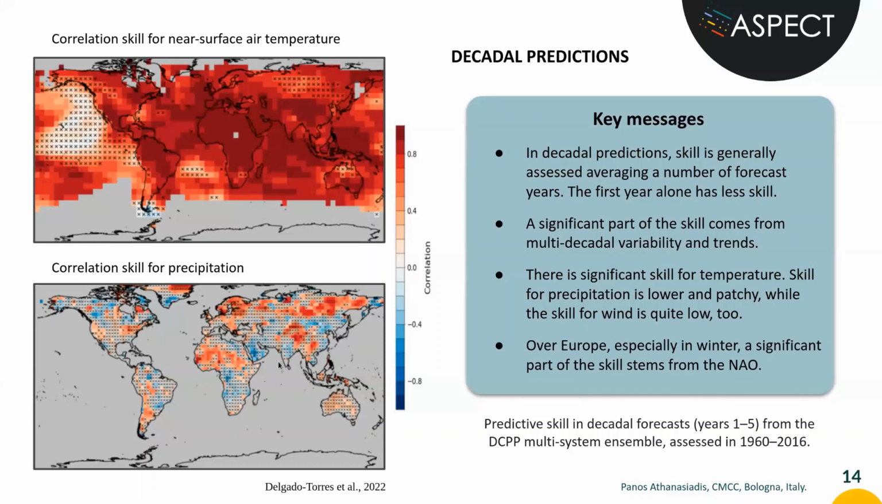There is significant skill for temperature, while skill for precipitation is lower and patchy, as you see at the bottom panel. While the skill for wind is also low, so over Europe, especially in winter, a significant part of the skill stems from the North Atlantic oscillation.